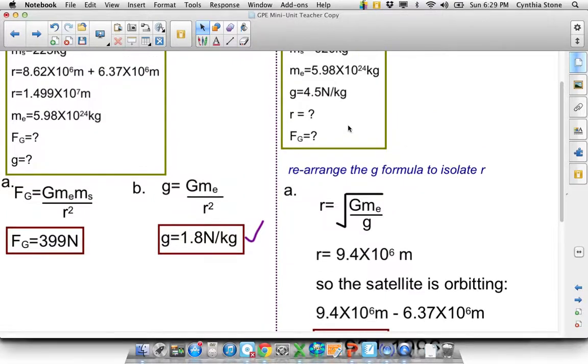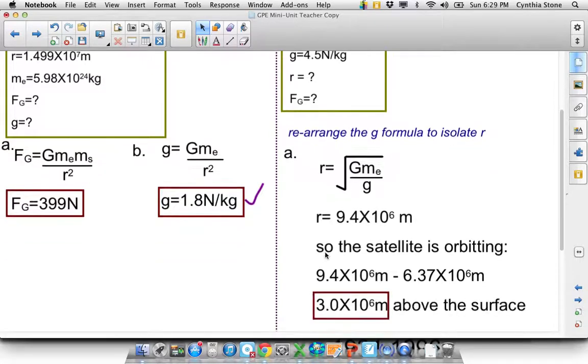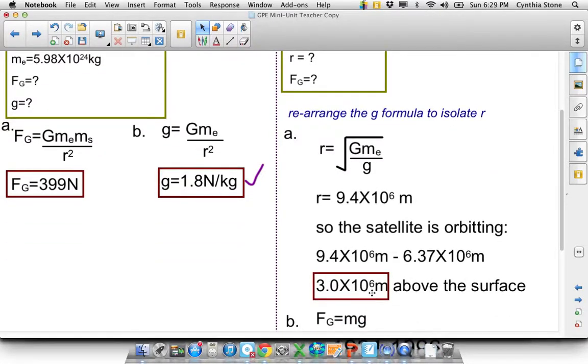So let's see, does this number make sense? Well, one thing I know, the 4.5 is greater than the G we found here, 1.8. That means that it must be closer to Earth's surface, somewhere between the surface of the Earth and this radius right here, 8.6 times 10 to the 6, above the surface. Let's just see. Yep, 3 times 10 to the 6. So it's quite a bit closer to get a bigger G value, which makes sense. Okay?